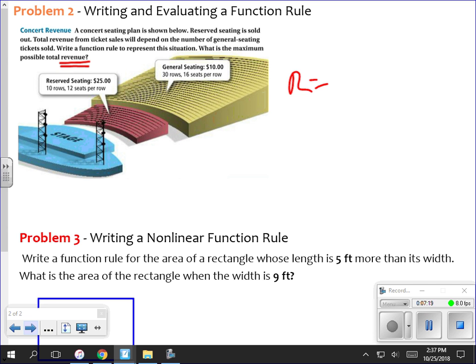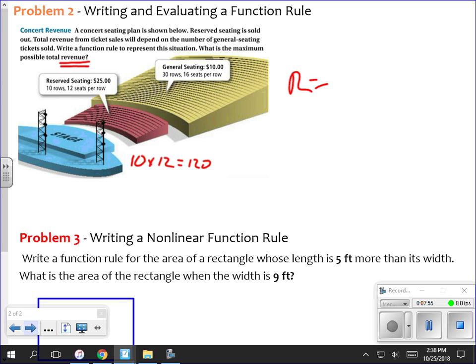I have the reserve seating for 25 bucks a pop and general seating for $10 a pop. But it says that the reserve seating is sold out, which means I've made all the money I can off of that. How much money is that? Well, take how many seats there are, multiply it times 25. I have 10 rows, 12 seats per row. So that's 10 times 12. That tells me how many seats I have. So I have 120 seats, right?